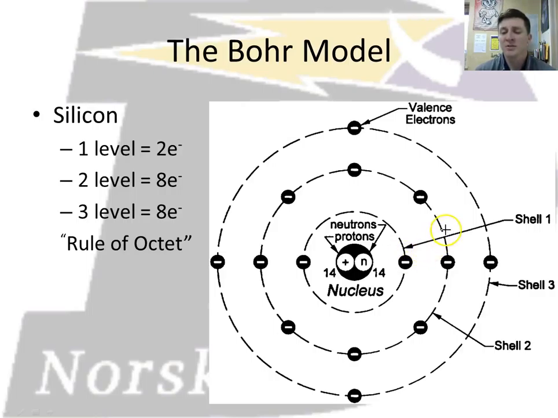The second energy level can hold 8, so we have 2 here. We have then 8 electrons on the outside in the second energy level, so that's a total of 10. And then we have to go to a third energy level, where it holds 4. All right? And so we have 2 plus 8 plus 4. That's going to give us our 14 for silicon.